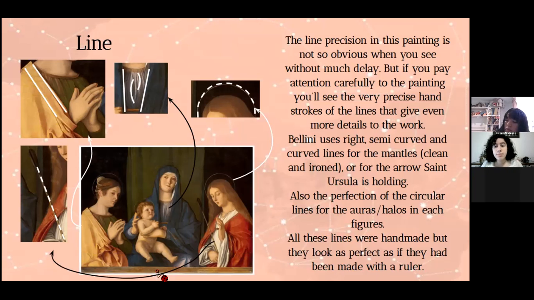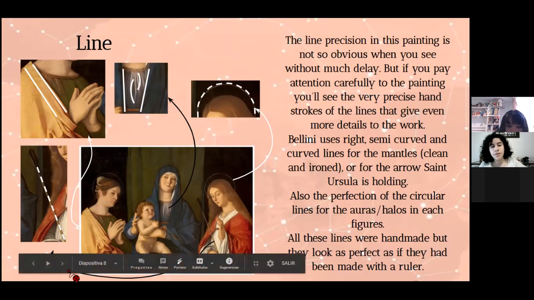Bellini uses straight, semi-curved, and curved lines for the mantles that make them look clean and ironed, or a straight line for the arrow that Saint Ursula is holding. Also, the perfection of the circular lines for the auras and halos in each figure. We know that all these lines were handmade, but they look as perfect as if they were made with a ruler or with a compass. So that's amazing about Bellini's work.